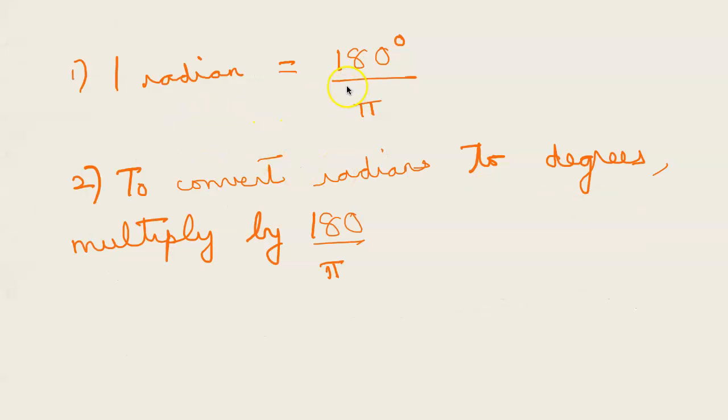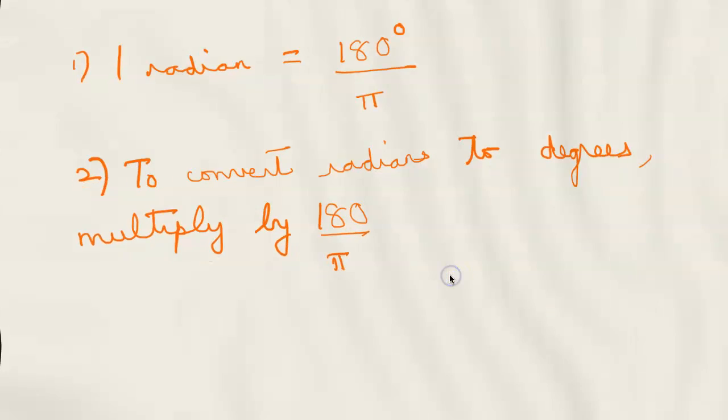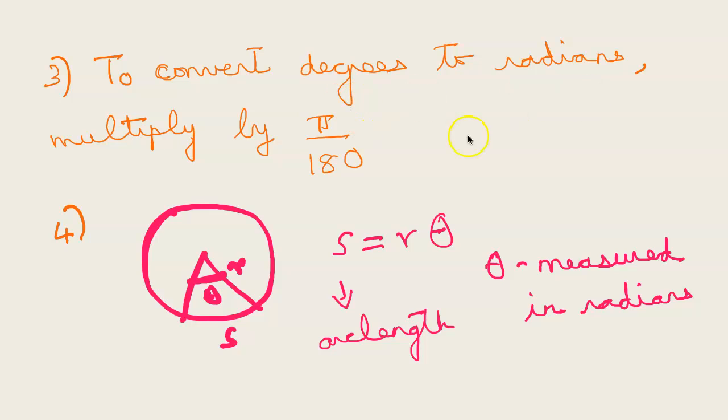Now 1 radian is 180 by pi degrees. To convert radians to degrees, multiply by 180 by pi. To convert degrees to radians, multiply by pi by 180.